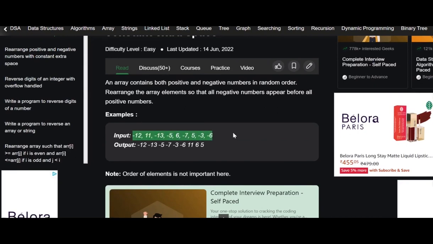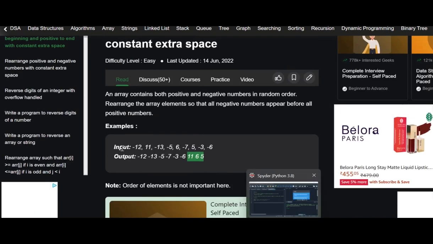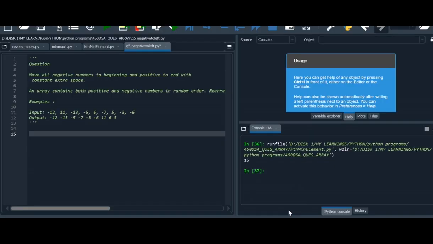This is the array given: -12, 11, -13 and these elements, and it is arranged in such a way that all the negative elements are pushed to the left and all the positive ones are at the end. So let's move to our idea. For reference, we can take these elements for our array. I've already written the question here.